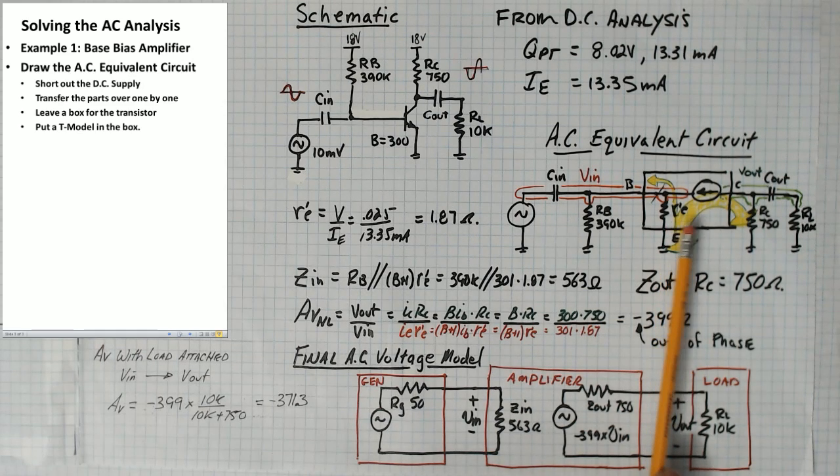Now the value of r'e is the one thing that we need to take information from the DC biasing in order to figure out.